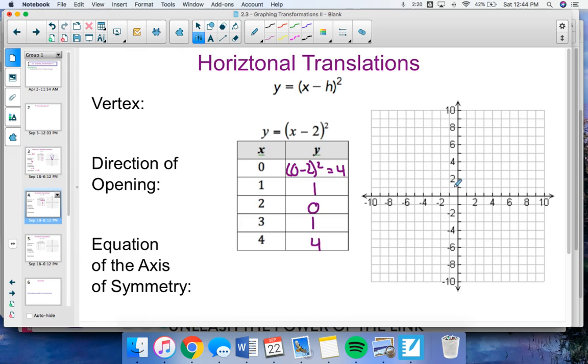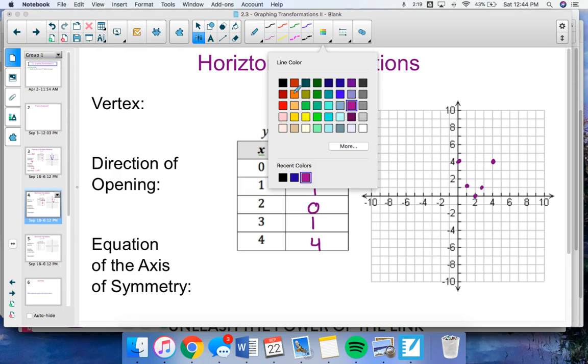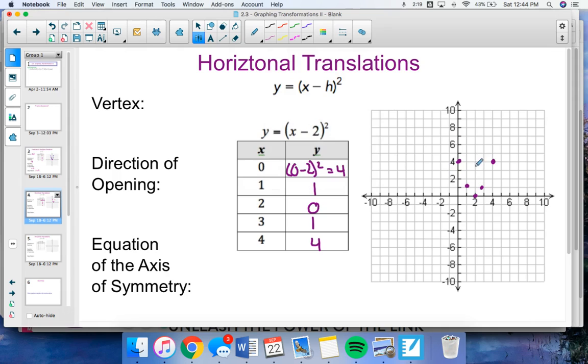So let's plot our points. So you have 0, 4, 1, 1, 2, 0, 3, 1, and 4, 4. Let's do orange. Not the best parabola. Let's try that again. There we go. That is a better parabola.